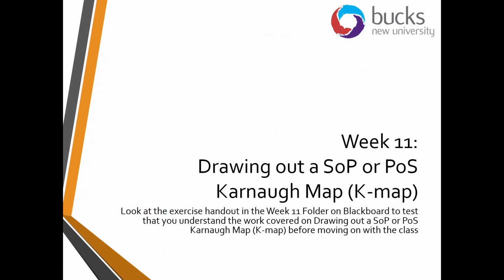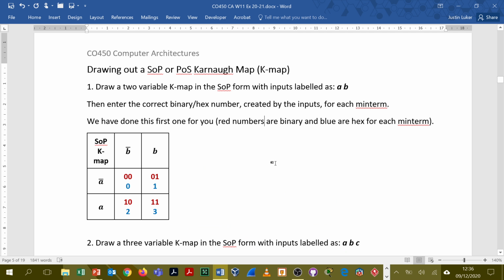So let's go to the exercise sheet, and we can actually draw these out and see how that works. So I'll move over to the exercise sheet. So here we are in the exercise sheet. So drawing out the SOP or POS Karnaugh maps. So draw a 2 variable K map in the SOP form with inputs labeled as A and B. Then enter the correct binary hex number created by the inputs for each min term.